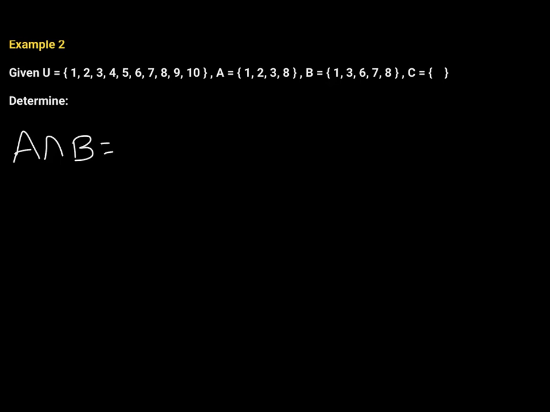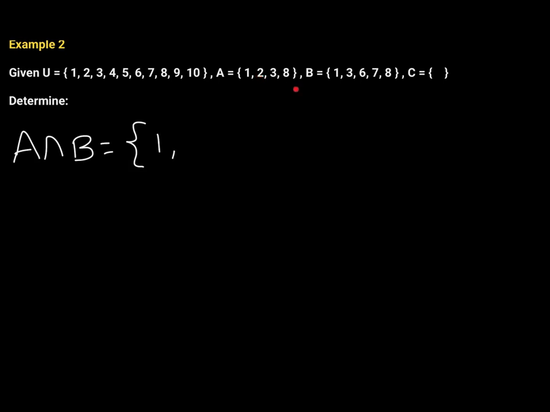Now, by definition, this is a set, so open up a brace. And by definition, it is the intersection of A and B, which is the set of elements that are in both set A and B. So the only way you make it into the A intersection B set is if you're an element of A and you're an element of B. So let's go through this. The number 1, is 1 in both sets A and B? Yes. Therefore, it makes it into the intersection.